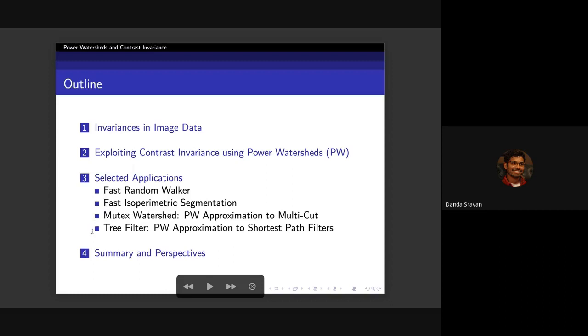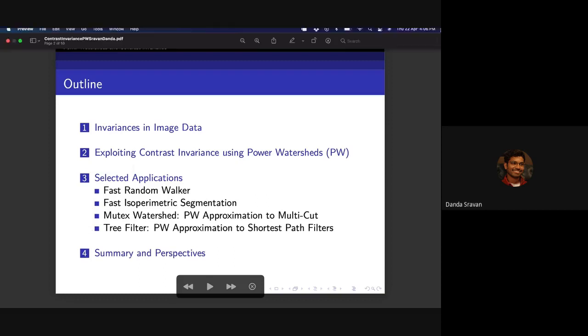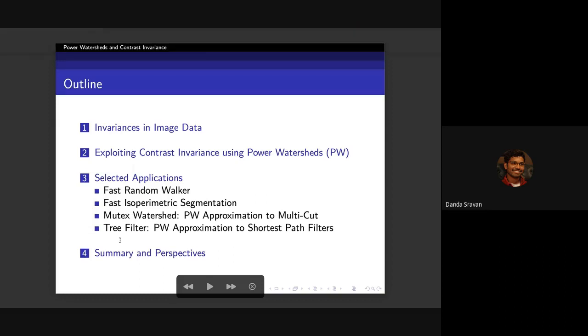So among these three, I'll definitely cover these two. The third one, probably depending on the amount of time that we'll have, I might skip some of the details, but the most important aspect is, what are the takeaways of these applications and how it can be used for other imaging applications. So that part I'll summarize and then mention a few other directions on how these ideas can be used further.